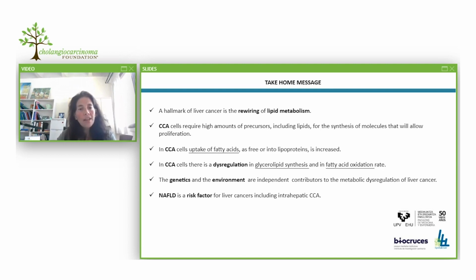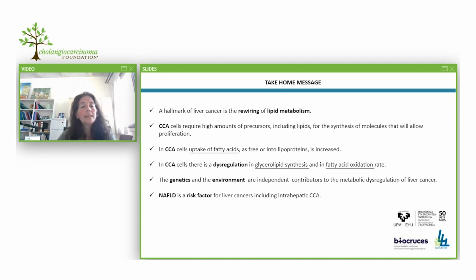So as a take-home message, I would say a hallmark of liver cancer is the rewiring of lipid metabolism. Cholangiocarcinoma cells require high amounts of precursors, including lipids, for the synthesis of molecules that will allow proliferation. In cholangiocarcinoma cells, uptake of fatty acids as free or into lipoproteins is increased. In cholangiocarcinoma cells, there is a dysregulation in glycerolipid synthesis and in fatty acid oxidation rate.